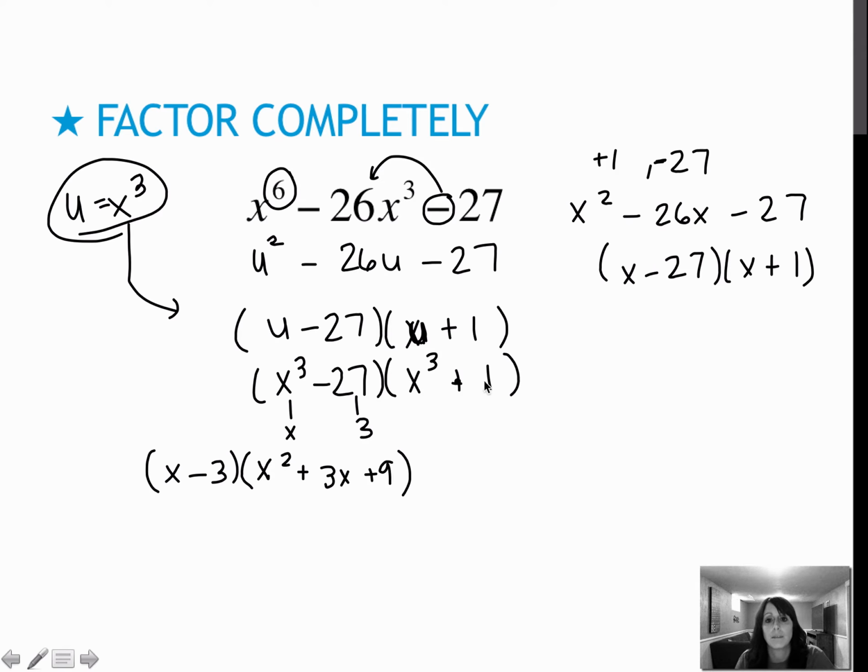My second binomial is a perfect cube with a cube root of x and a cube root of 1 being added, and so that one breaks into x plus 1 and then x squared minus x plus 1. And that is my final solution. So a lot going on in that question.